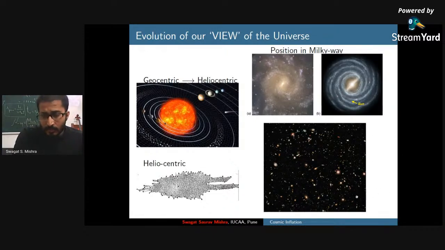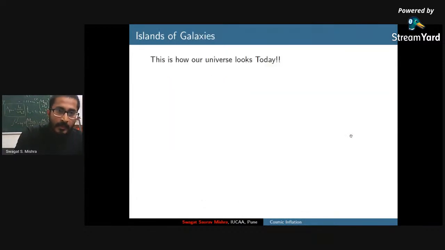This is a real image. So you see in a small patch of the sky, there are so many galaxies. So you could easily say that the universe is filled with galaxies. This is what we see, the universe today. It has changed from there to here. And so we call it island of galaxies.